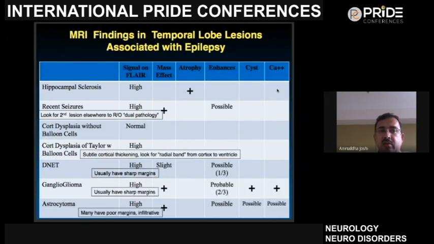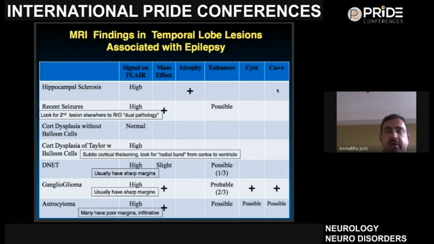On imaging findings, we have made a differentiation table. Here we can see in hippocampal sclerosis versus recent seizures, the signal intensity is very high. There is atrophy in hippocampal sclerosis, but in a post-ictal patient, there is no atrophy. In cortical dysplasia without balloon cells, the FLAIR signal is normal, but in cortical dysplasia of Taylor type 2, where balloon cells are present, the signal is very high.